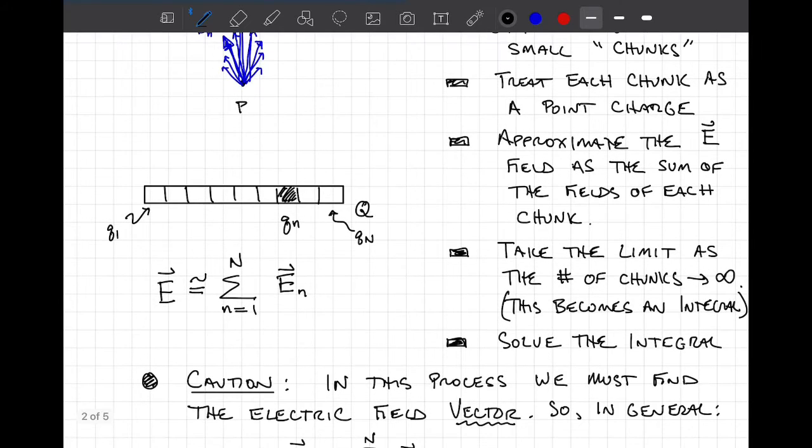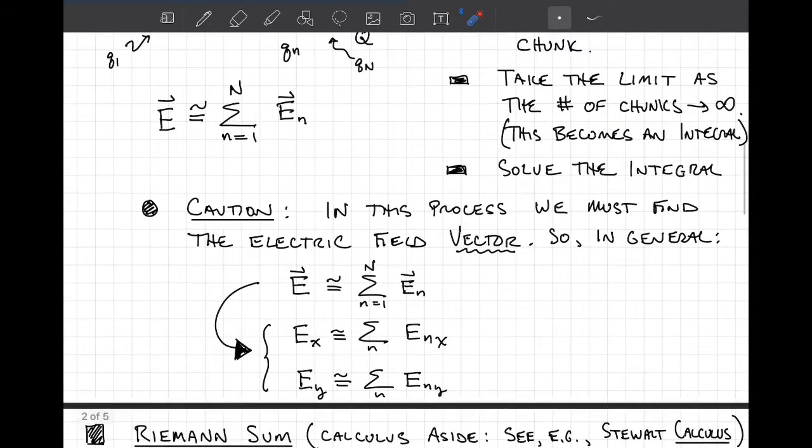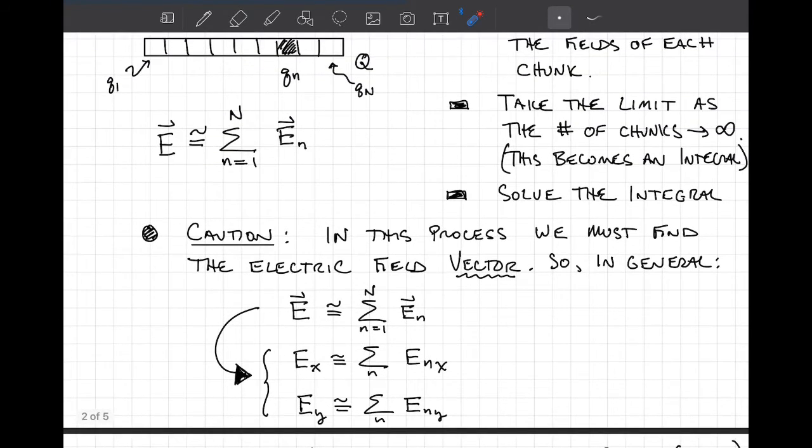And then the last step is that you take the limit as the number of chunks goes to infinity. And that is how we define an integral. And we're going to show how to do that explicitly in a few moments. And then finally, once you have an integral, you just do calculus, and that's not physics anymore. You don't have to think there, you just have to solve an integral. Whether that's looking it up or knowing some methods in your head, that's really just all math, and we'll go through that. A little word of caution here, though.